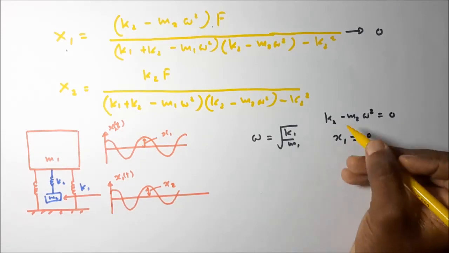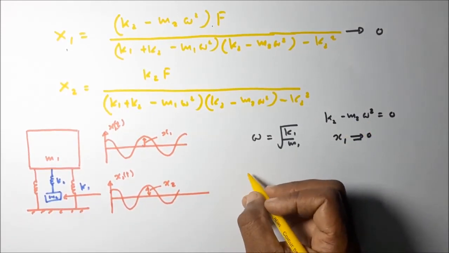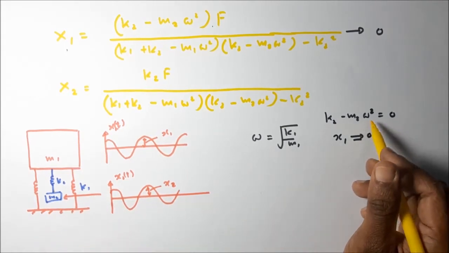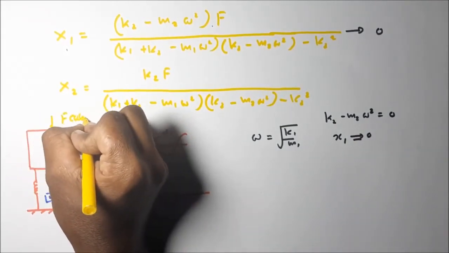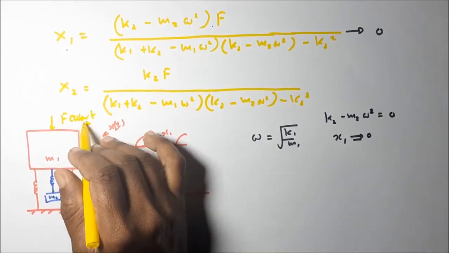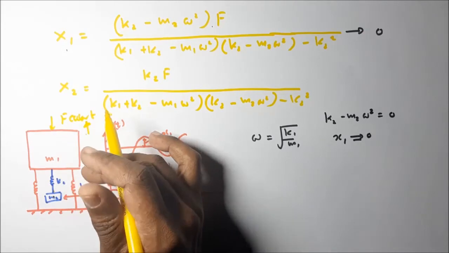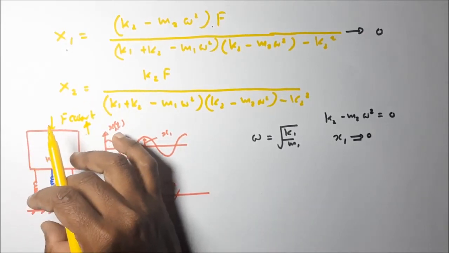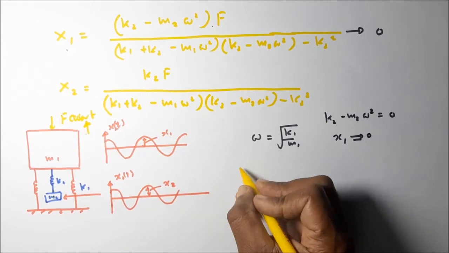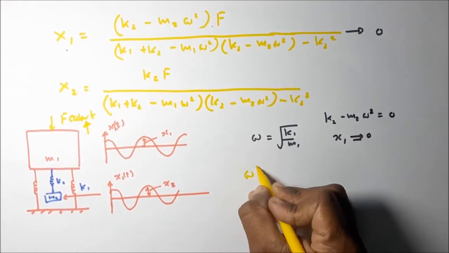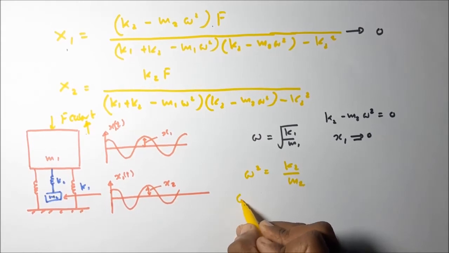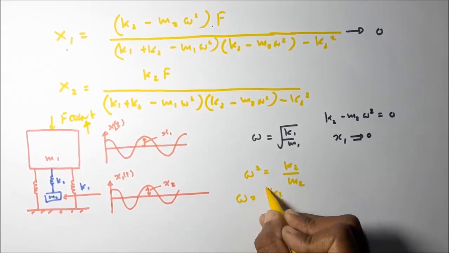So what is this condition? That means the designed absorber natural frequency should be equal to the excitation force frequency, F cos omega t. This is the excitation force frequency. If we can design that kind of absorber, we can take the system vibration to 0. If you simplify this, omega square is equal to k2 divided by m2, so omega is equal to the square root of k2 divided by m2.